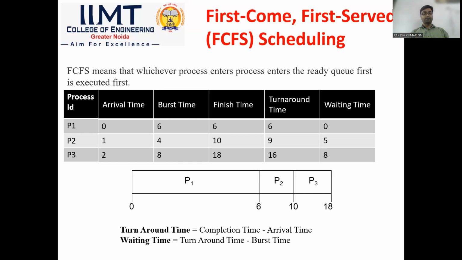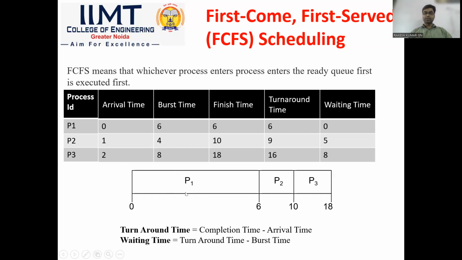So here we have process P1, process P2, and process P3, the arrival times are 0, 1, 2, and the burst times are 6, 4, 8. At zeroth time, process P1 enters the Gantt chart. This is the Gantt chart. Process P1 enters, and its execution time, or burst time, is 6. After this, process P2 will come.